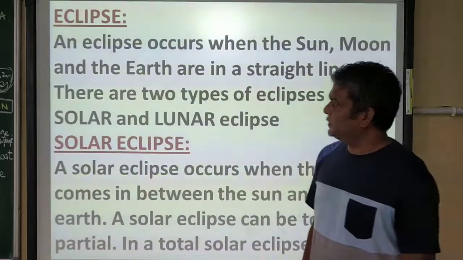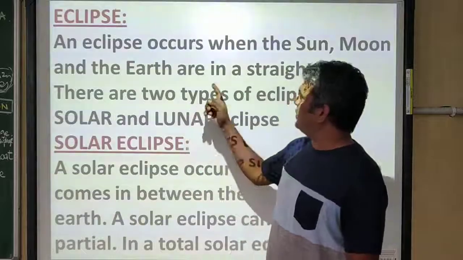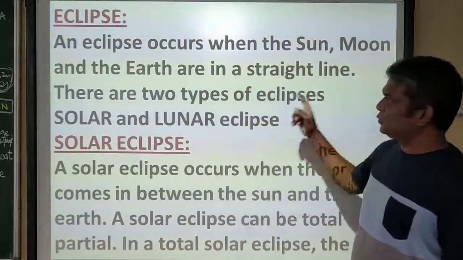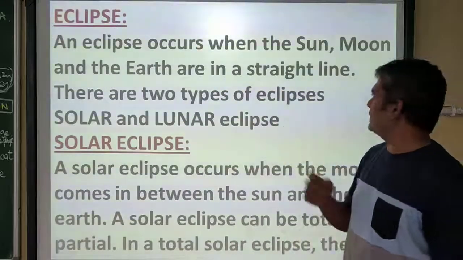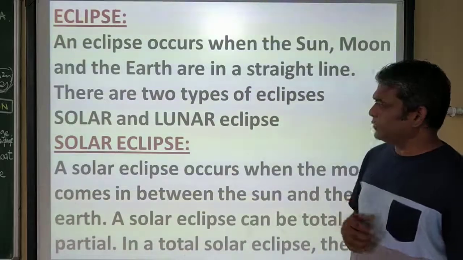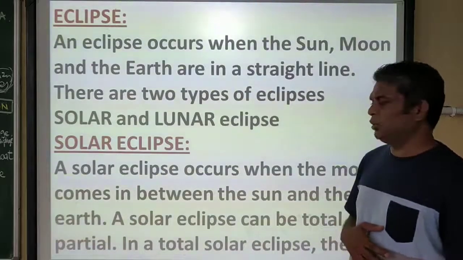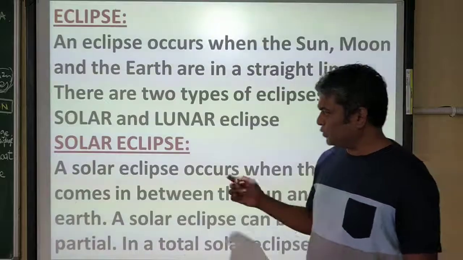Now, eclipses. What is an eclipse? An eclipse occurs when the Sun, Moon and the Earth are in a straight line. There are two types of eclipses, solar and lunar eclipses. Now, what is a solar eclipse?